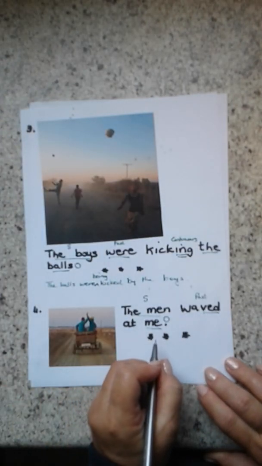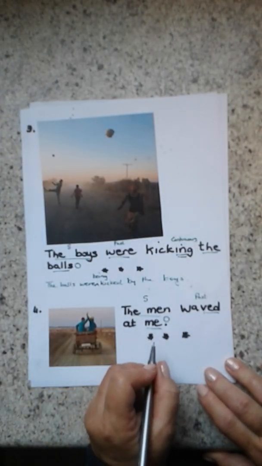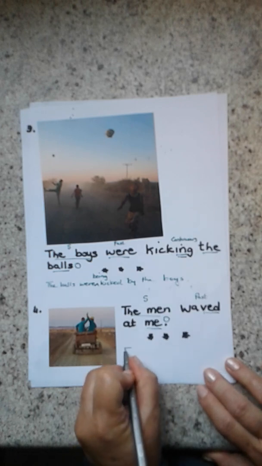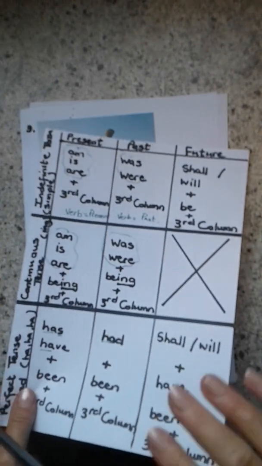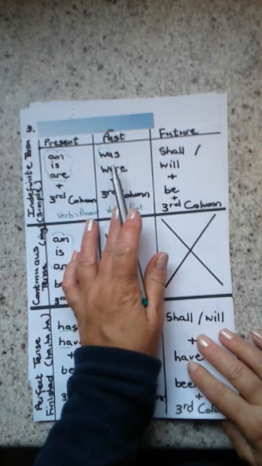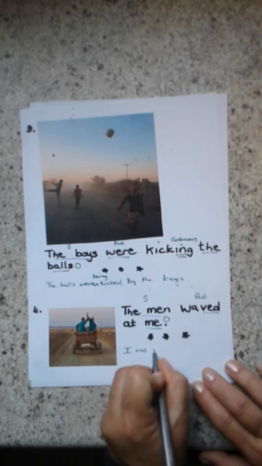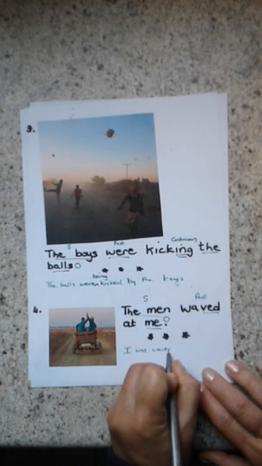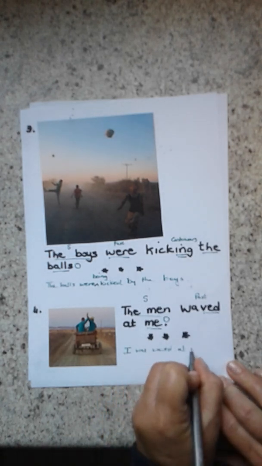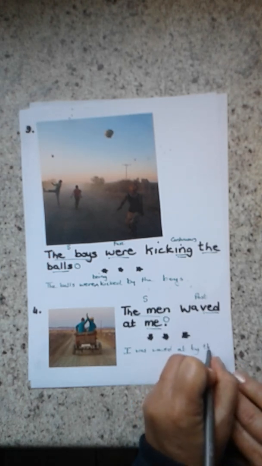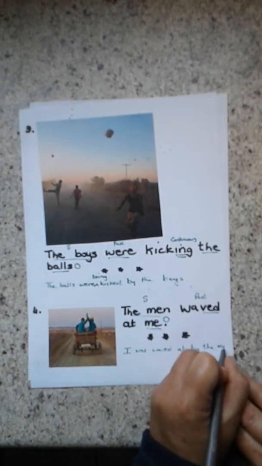So now I can't start with me. It has to change to I. Okay, I, and then it is present. I mean past, sorry. So it's was or were. I was waved at by the men. There we go. Right, so.